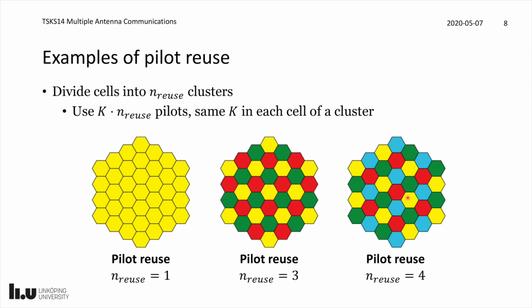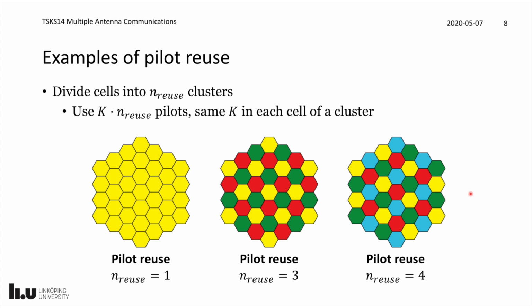And by increasing the reuse factor, we can make the distances between the cells that use the same pilots larger and larger. Under the assumption that we have hexagonal cells, there are only certain pilot reuse factors that are able to create this type of regular pattern that we are illustrating here. So 1, 3, 4, the next one is 7, and so on. And in the Fundamentals of Massive MIMO book, those are the 4 cases that are considered. But you can use larger numbers than that, but in most cases it's these smaller numbers that are of practical interest.